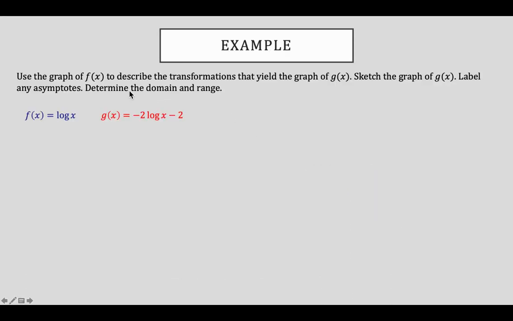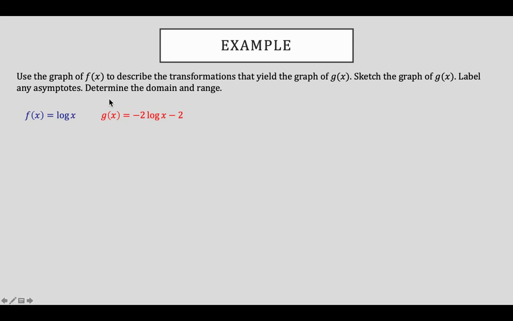Use the graph of f of x to describe the transformations that yield the graph of g of x. Sketch the graph of g of x and label any asymptotes. Determine the domain and the range. So here is our function f of x, and you can consider this the parent function. This is the most simple form of a logarithmic function with a base of 10. Remember, this is a common log. If there is no base written, we're talking about log base 10.